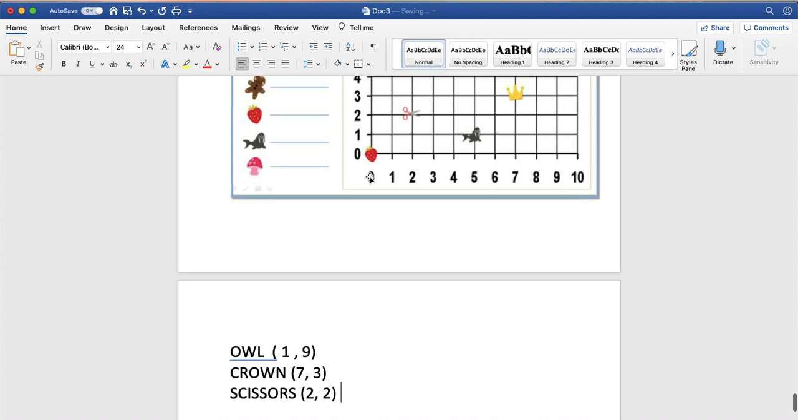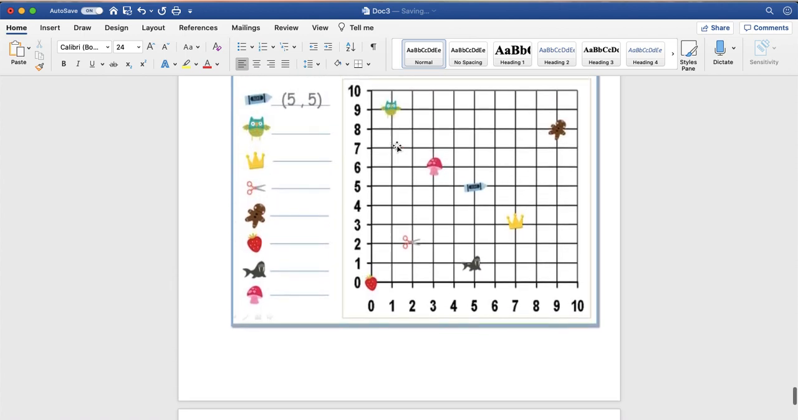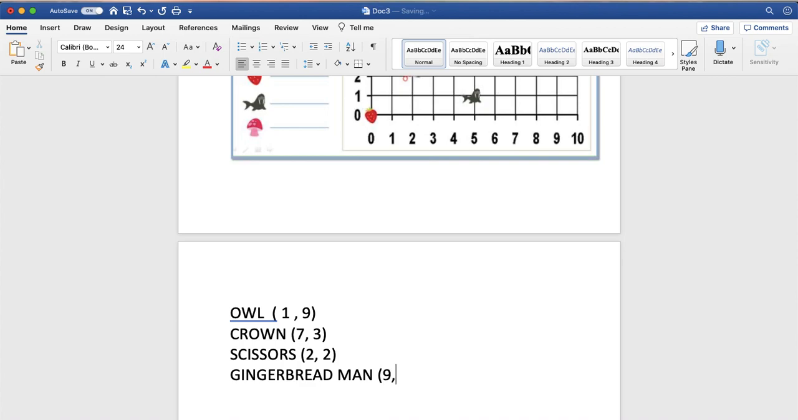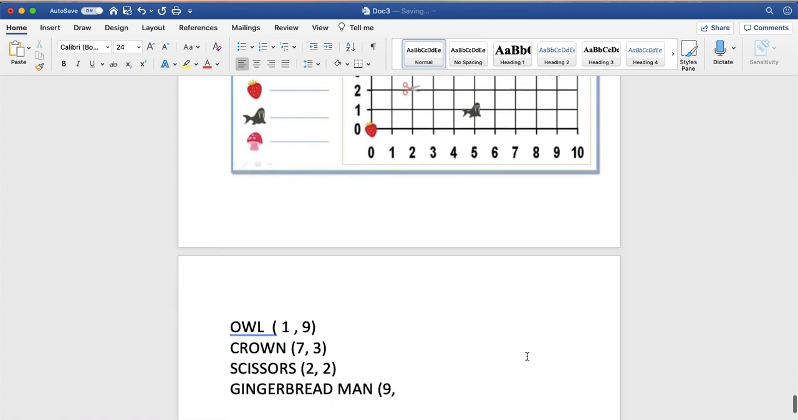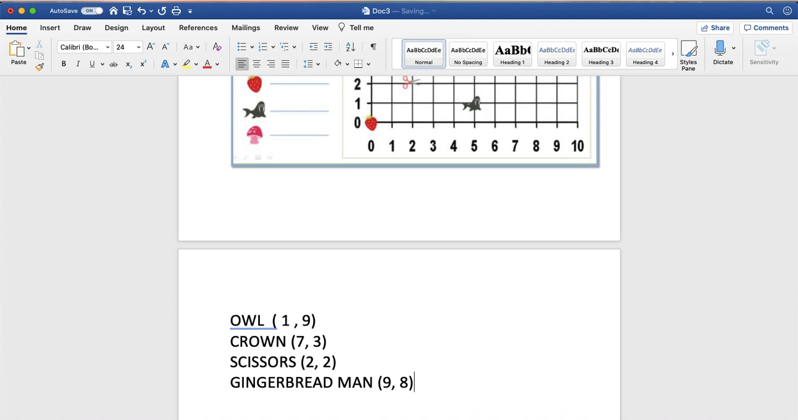My next one is a gingerbread man. Start off my parentheses. Gingerbread man's all the way over here. So I need to get directions for him. Start off at home. I'm going to run first before I jump. I'm running 1, 2, 3, 4, 5, 6, 7, 8, 9 times. Write my comma, and I need to jump up 1, 2, 3, 4, 5, 6, 7, 8 times to get to my gingerbread man. I write my 8, close my parentheses.